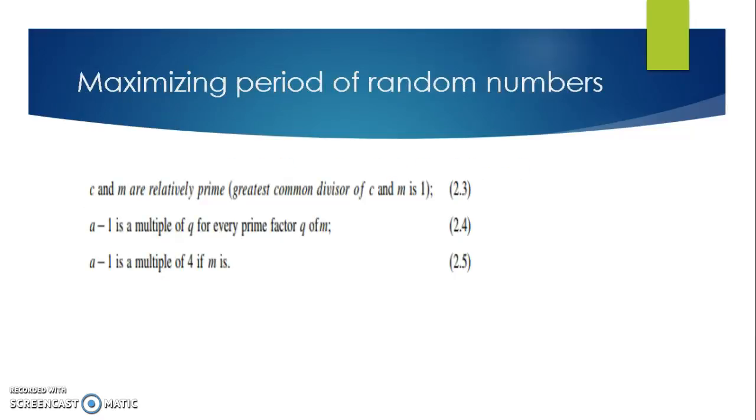So here we're talking about maximizing the period of random numbers, and this image on the screen we took from our textbook. These are just common rules of thumb that we follow, and it's devised from number theory. C and M from our previous slide have to be relatively prime, so the greatest common divisor of C and M is going to be 1. And then a minus 1 is a multiple of q for every prime factor q of m. And a minus 1 is going to be a multiple of 4 if m is a multiple of 4.